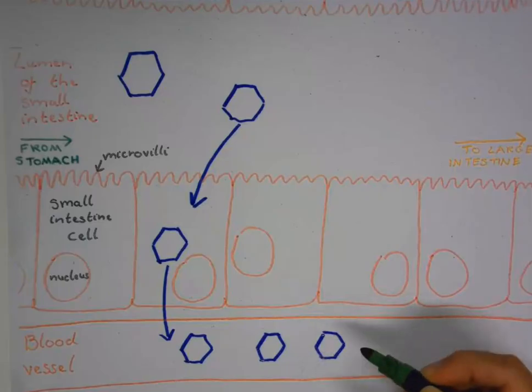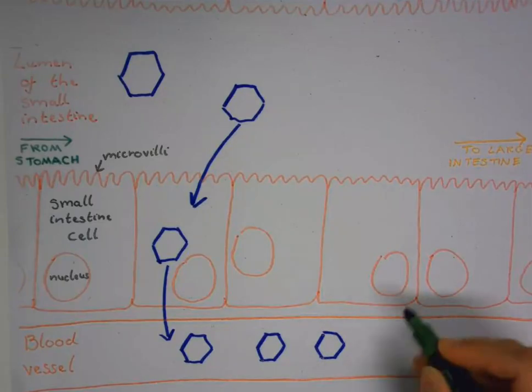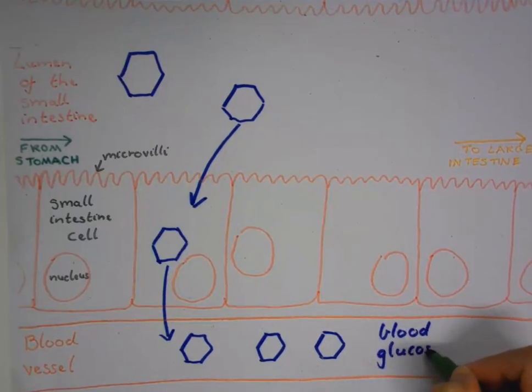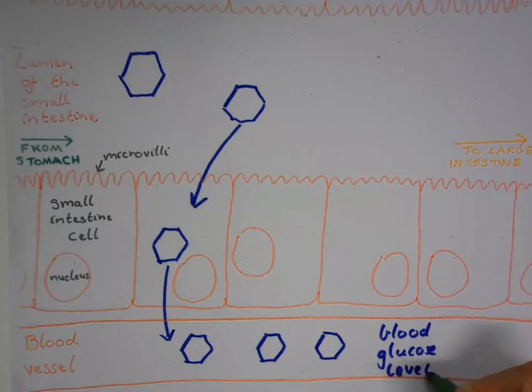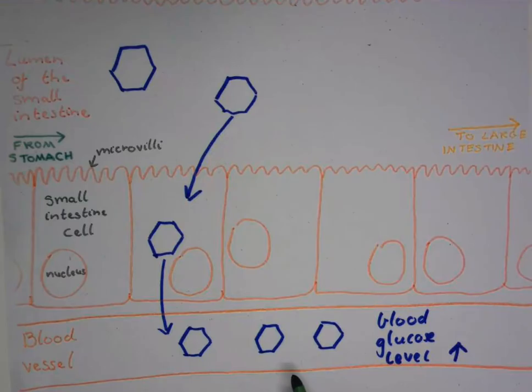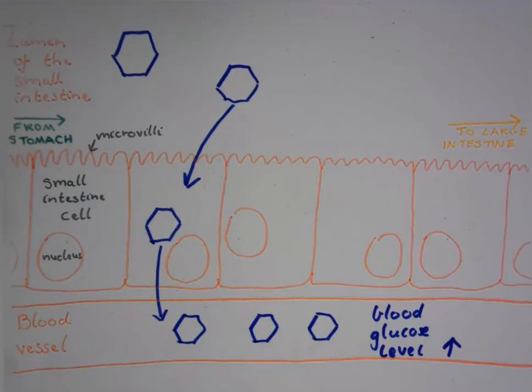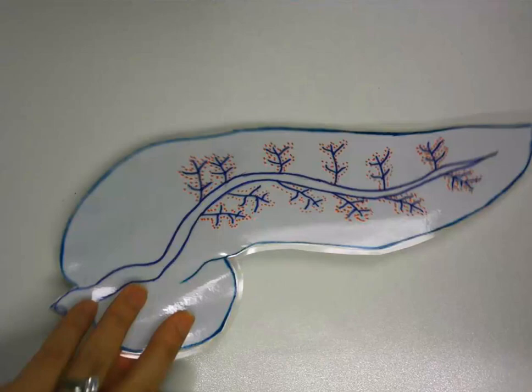So what happens when you've got lots of glucose entering your blood vessels? Well, your blood glucose levels rise. So your body needs some way of maintaining and regulating these blood glucose levels so they don't get too high or they don't get too low. And it does this using a gland called your pancreas.